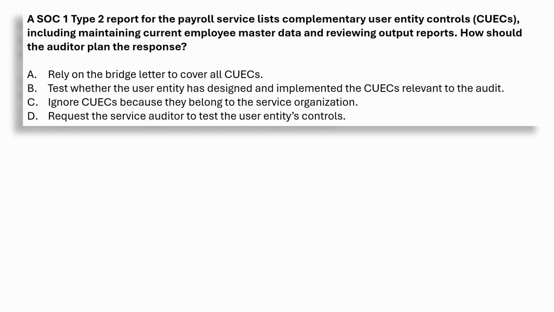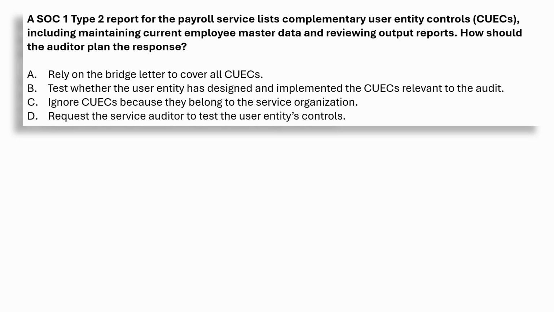Option B, test whether the user entity has designed and implemented the CUECs relevant to the audit. Yes, that's the right approach. CUECs are the client's responsibility. The service org's controls only work if the client does its part, like keeping employee data current and actually reviewing those payroll reports. As the auditor, I need to plan procedures to test that the client has these CUECs in place and operating.